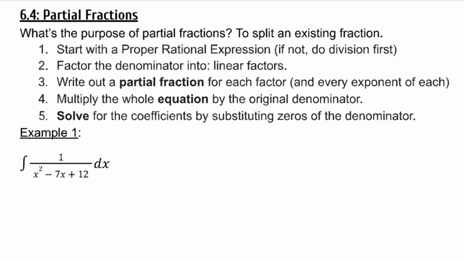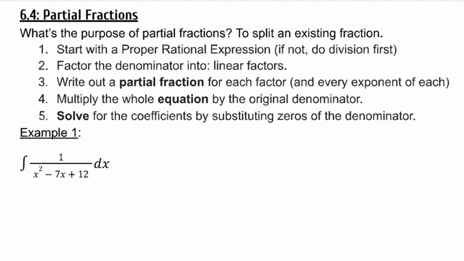Factor the denominator into linear factors, write out a partial fraction for each factor and every exponent of each, multiply the whole equation by the original denominator, solve for the coefficients by substituting zeros of the denominator. The partial fractions that we solve in Calculus BC are not quite as complex as the partial fractions that we do in pre-calculus, so once you understand the process, it's quite easy to replicate.